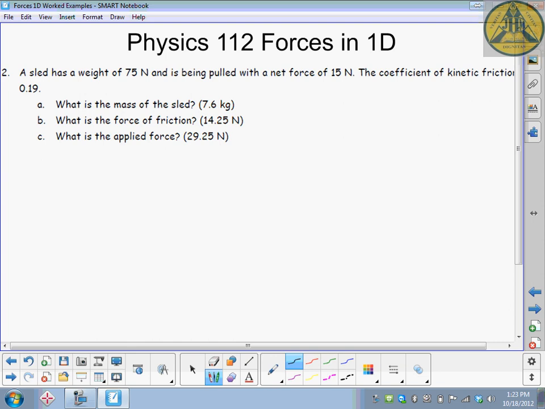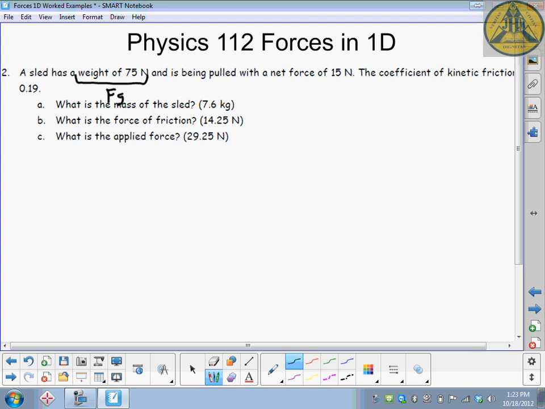I have weight. The weight is the force of gravity. Okay. It is not mass. Okay. Be careful with that. It is not the acceleration of gravity. It is the force of gravity. It's kind of equivalent to what you weigh in pounds. It's a force of gravity pulling on you.